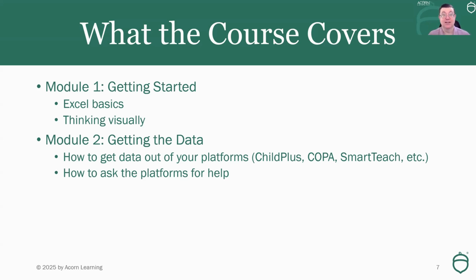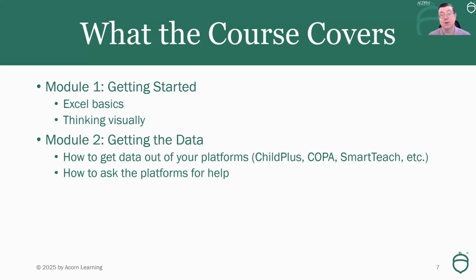The second module is about how to get the data out of your various platforms. We're going to spend time on Child Plus, COPA, Smart Teach, all those different platforms, and talk about what it is to actually go get that data. Simple things like, what filter parameters do I use when I run this report to make sure that I'm getting consistent data every single time? And how do I document that so that it's not just I know that, but anybody else who's trying to look at this could see exactly which data this is. What sites does it cover?